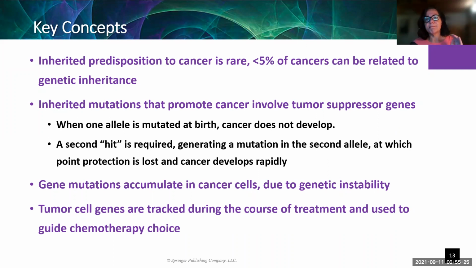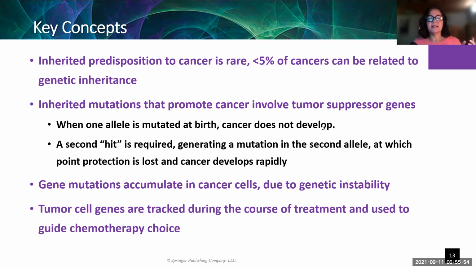And it turns out that most cancers are not due to an inherited mutation. Most cancers are due to what are referred to as sporadic mutations, mutations that occur in the lifetime of that individual in their somatic cells. And so a very small percentage of cancers can be related to genetic inheritance. Now, let's talk about the ones that can.